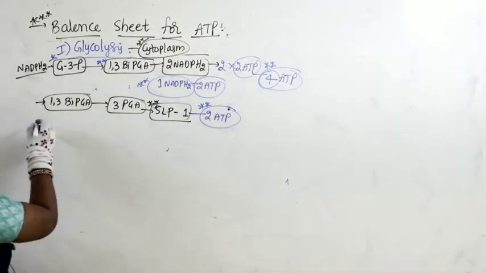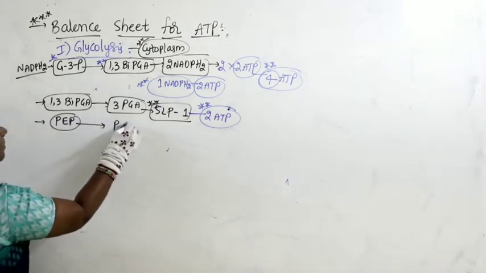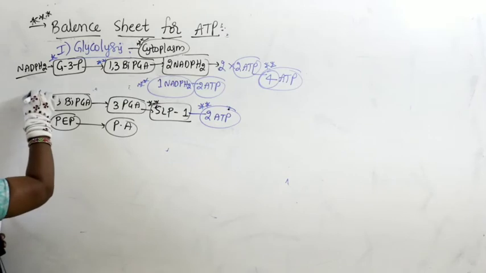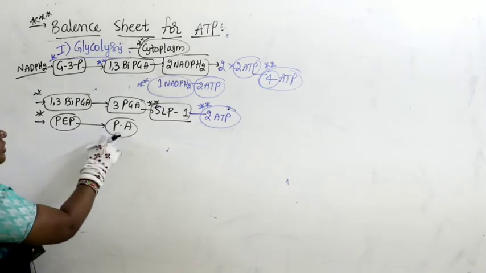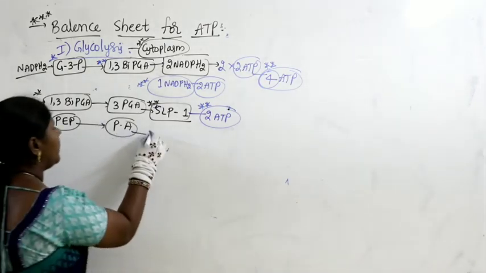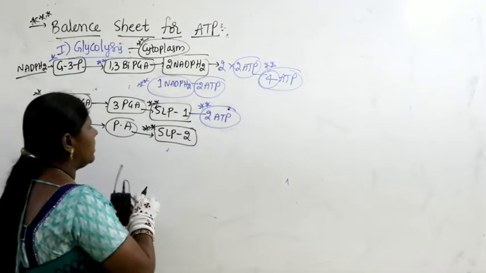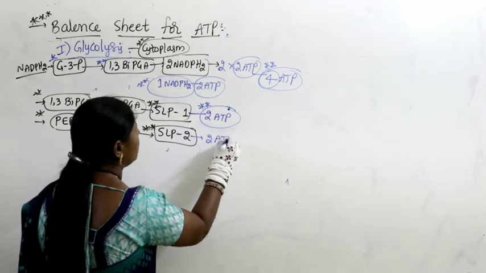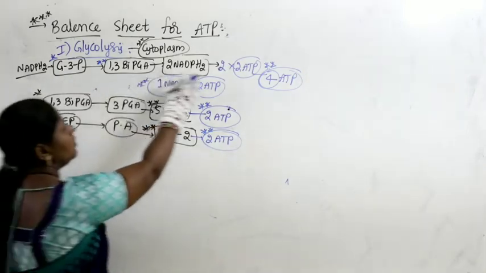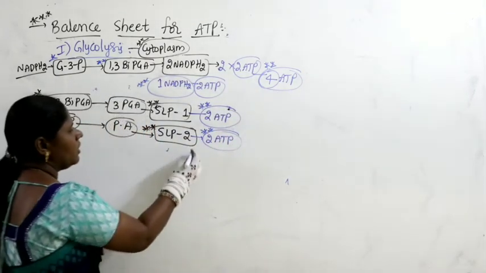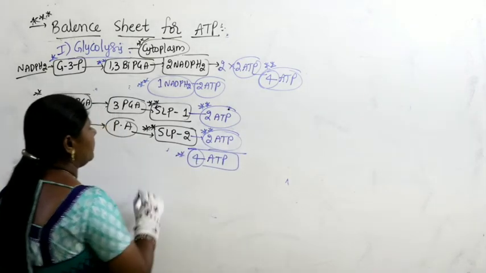Similarly, the conversion from where to where, PEP to pyruvic acid. All steps you have to remember, very important. Phosphoenol pyruvate conversion into pyruvic acid, that itself we call substrate level phosphorylation number 2, very important. There is a synthesis of 2 molecules of ATP. Right, NADPH2, this 4 ATP you keep it aside. Now all together it becomes how much? 4 ATP. So very important.